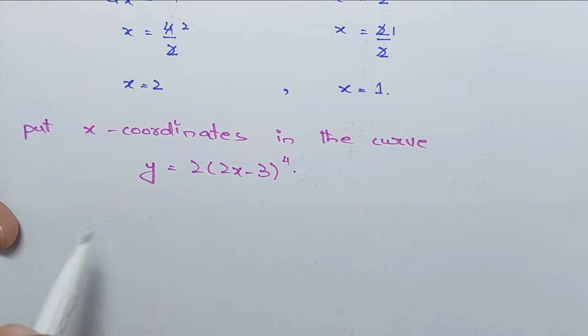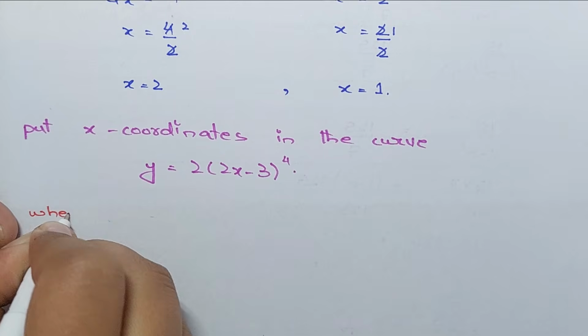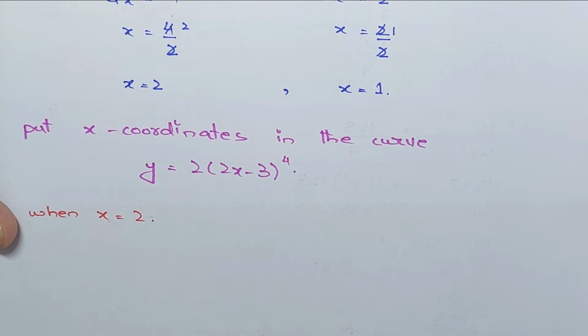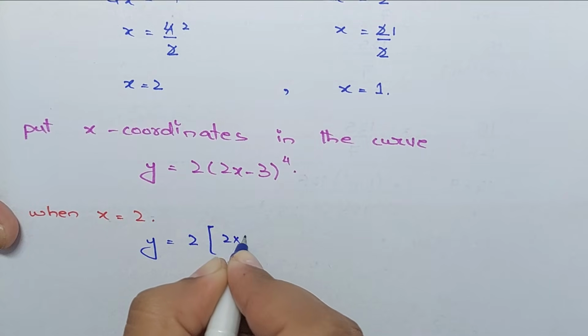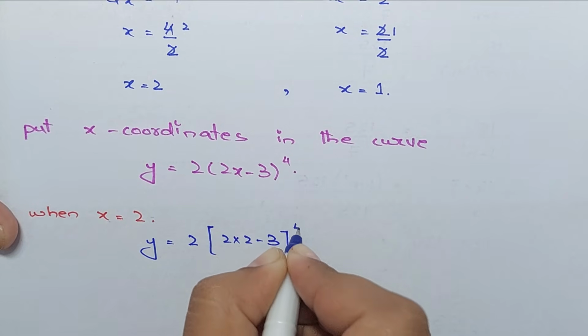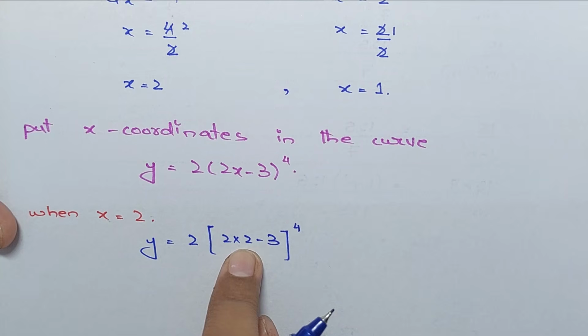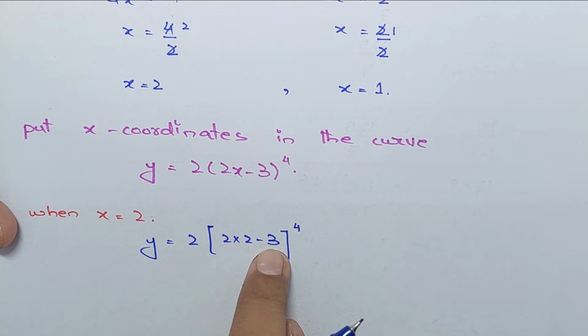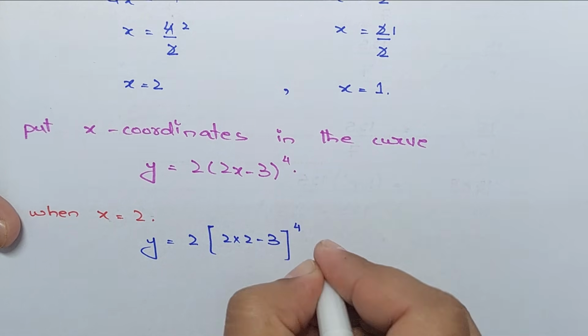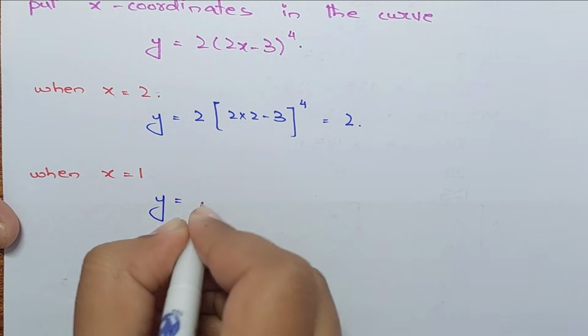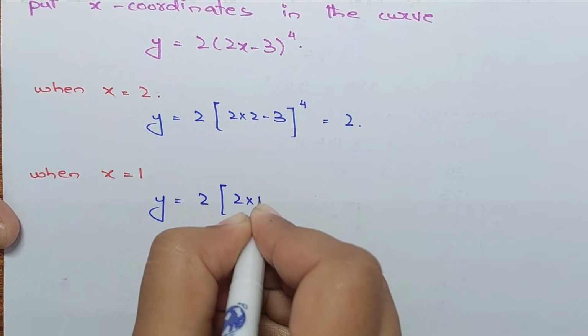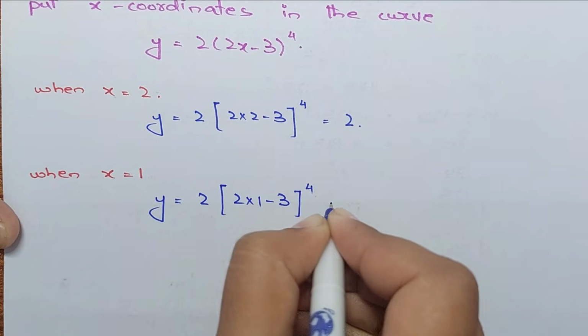So the first one is when x is 2, what is your y? Y is equals to 2 into 2 times 2 minus 3 to the power 4. 2 times 2 is 4. And from 4 take away 3 is 1. 1 to the power 4 is 1. So this is just 2. The second, when x is 1, what is your y value? Y would be equals to 2 into 2 times 1 minus 3 to the power 4.